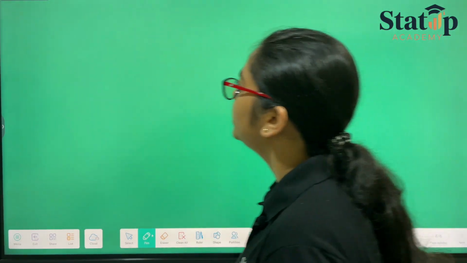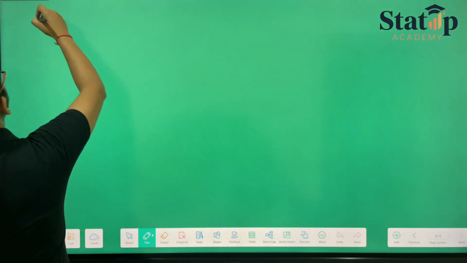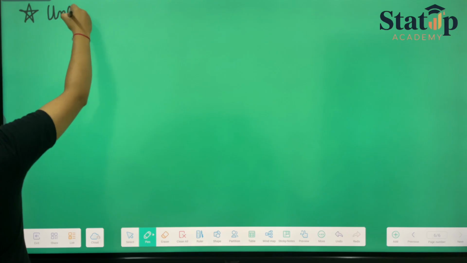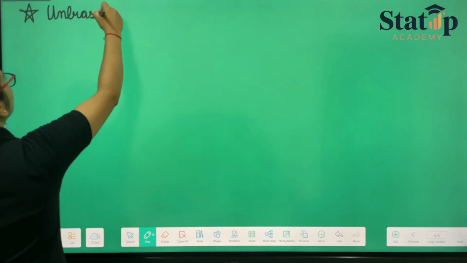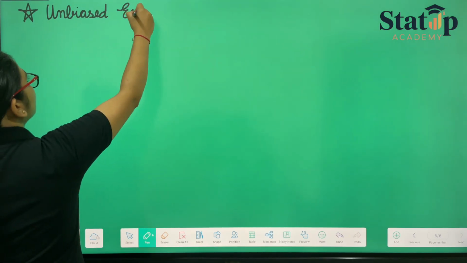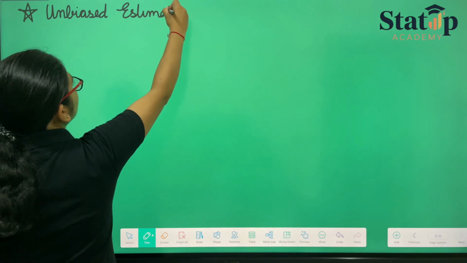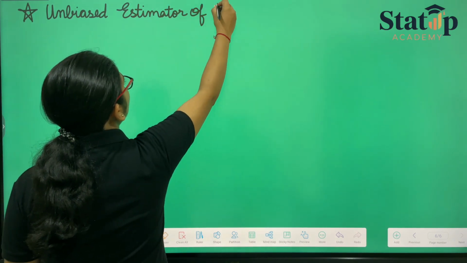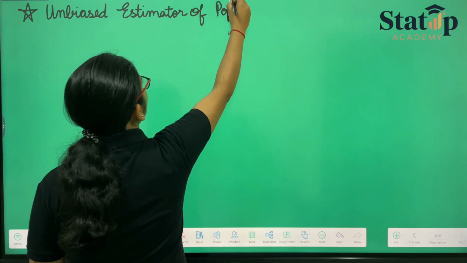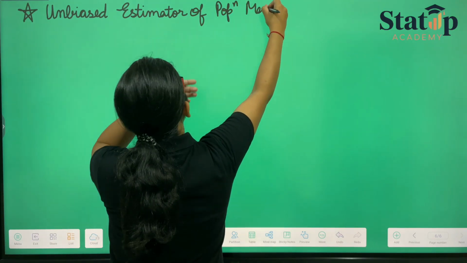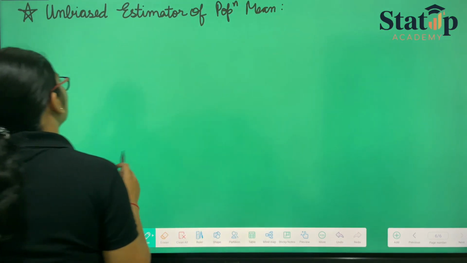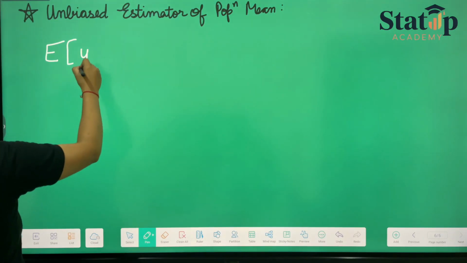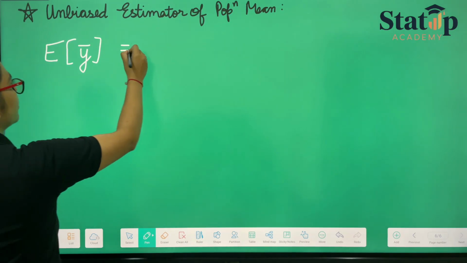So moving forward, the unbiased estimator of the population mean. So we will see whether this y bar, the sample mean, is an unbiased estimator or not.